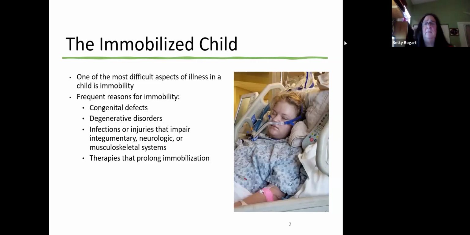The thing with the immobilized child, it's a child, it's an adult, it doesn't matter. You're going to do all the things to prevent the complications: the coughing, the deep breathing, the turning, the positioning, all of that stuff. It's the same. It's not going to change, adult or child. It's just that you have 10 pounds in your hands and not 110 pounds to turn over or more. That's the only difference that we see.